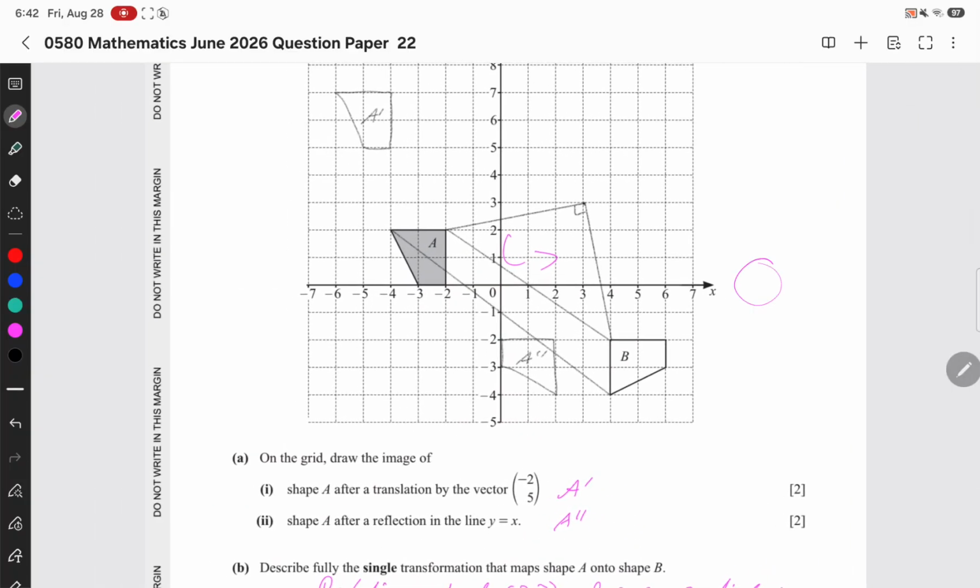How? A clock goes like this, right? So it's going in the opposite direction. So it is anti-clockwise.